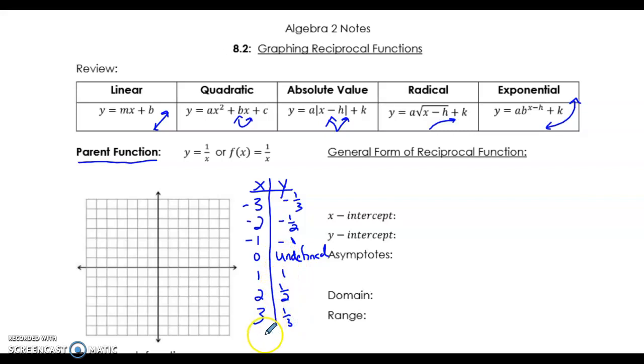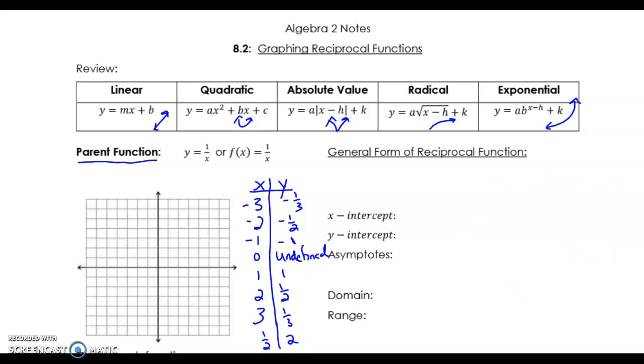And actually, I might plug in a couple other points, maybe like 1/2, just so we can see what happens. If I do 1 divided by 1/2, that's the same thing as multiplying by the reciprocal. So it's actually going to be 2. 1 divided by 1/2 would be 2. That'll kind of help us out, see what this graph's going to do.